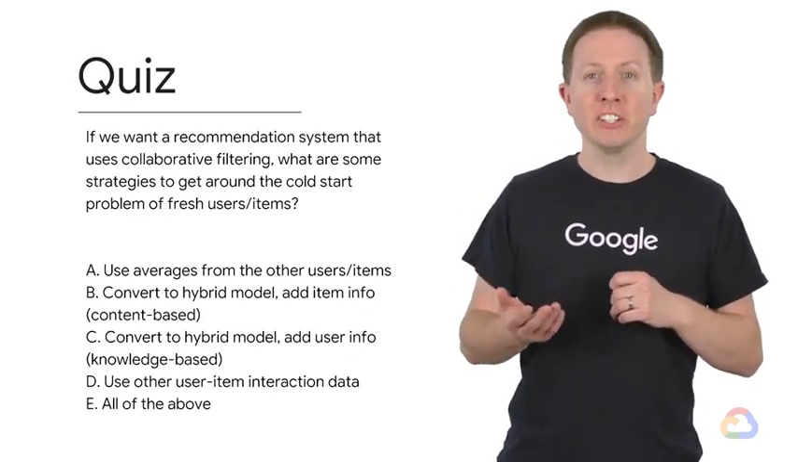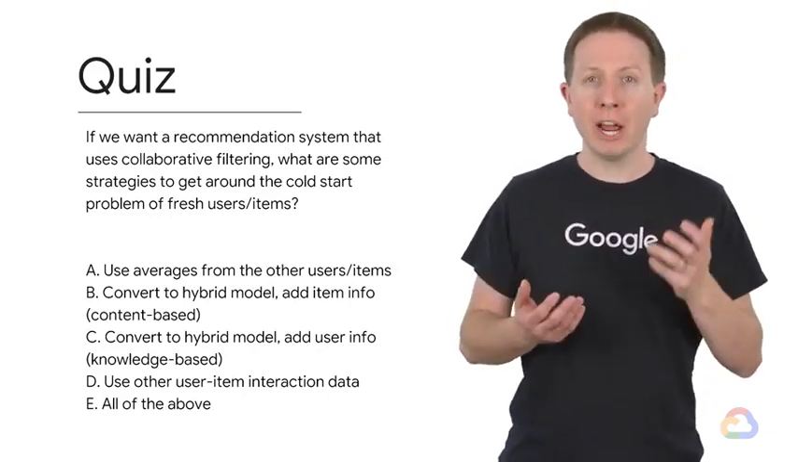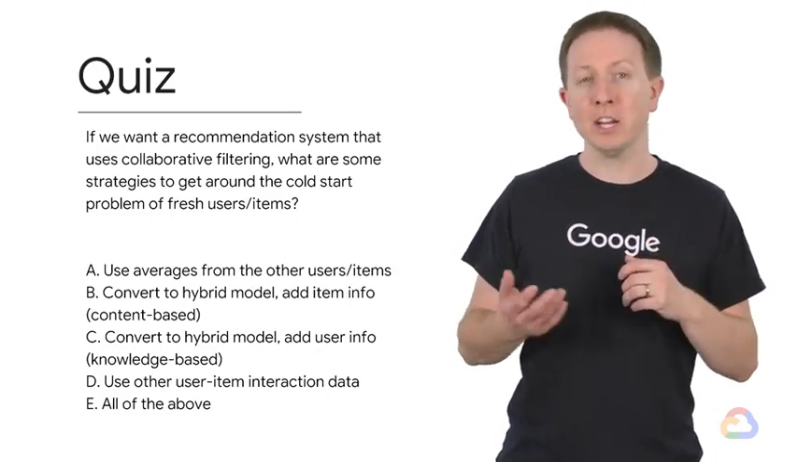Now let's test your knowledge. If we want a recommendation system that uses collaborative filtering, what are some strategies to get around the cold start problem of fresh users and items?